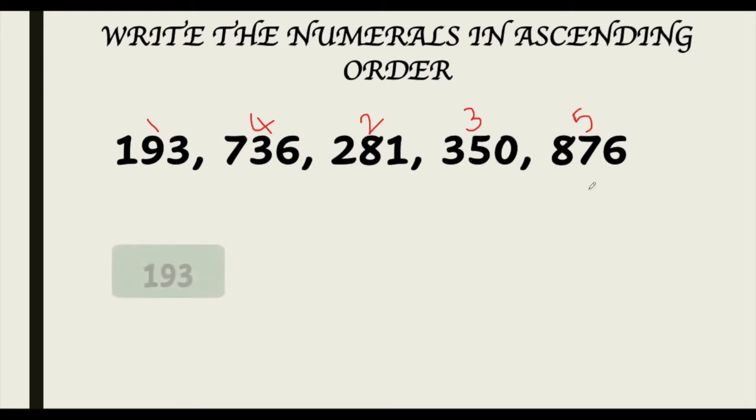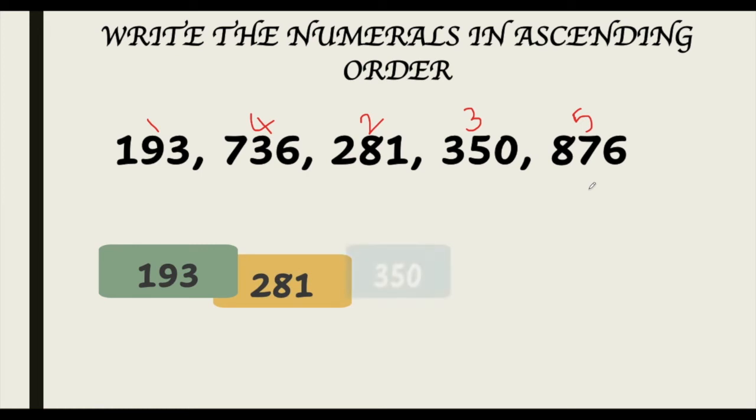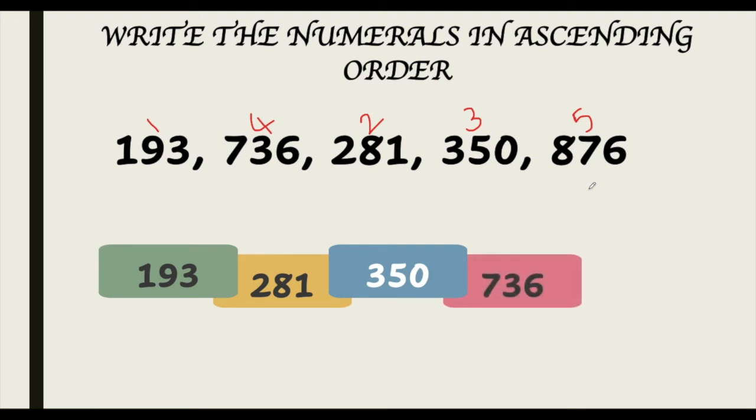The first number is 193. Then we have 281. After 281, we have 350. After 350, we have 736. After 736, 876 is the greatest number among these. So we have started with the small number and ended with the greatest number. Let us do another sum in ascending order.